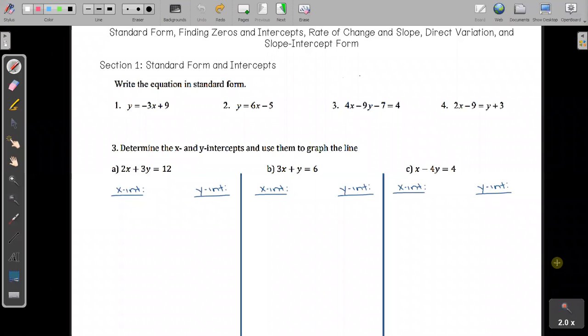So this quiz is going to be over standard form, finding x and y intercepts, finding the zero, rate of change and slope, direct variation, and then slope-intercept form. So writing it and graphing it. We're going to do a couple problems from each section until we get halfway, and if there's time remaining, then we can go back and do a couple more out of sections that we need to look at. Does that sound good?